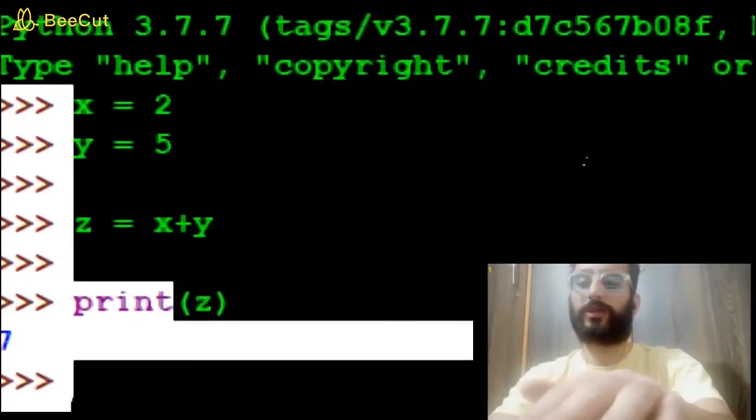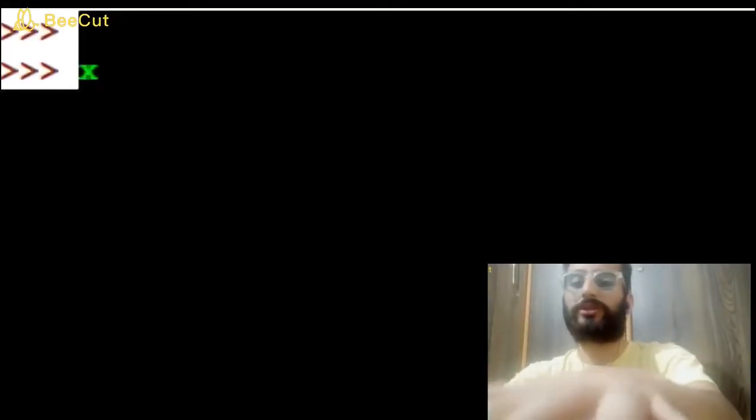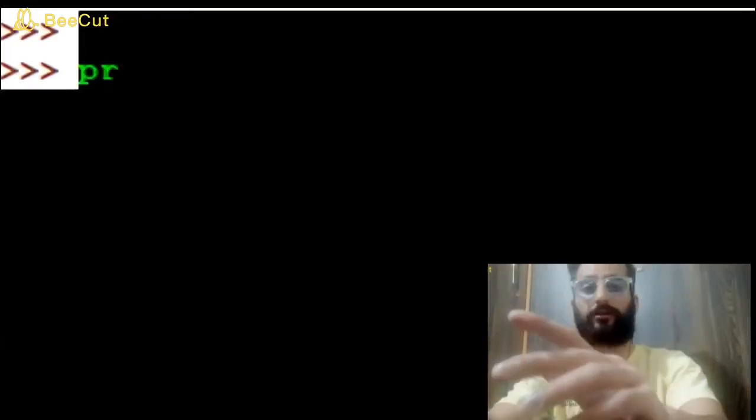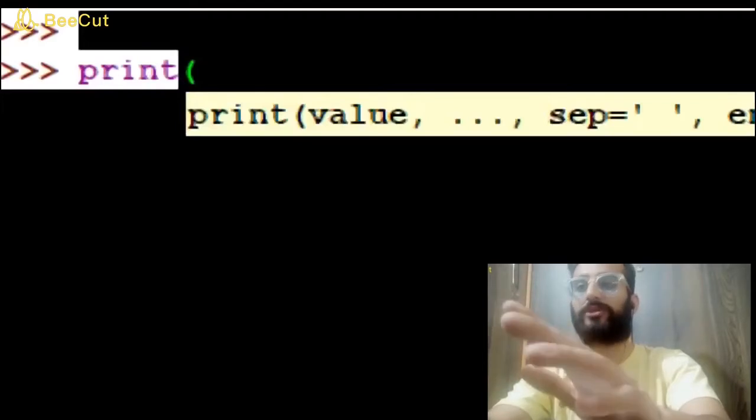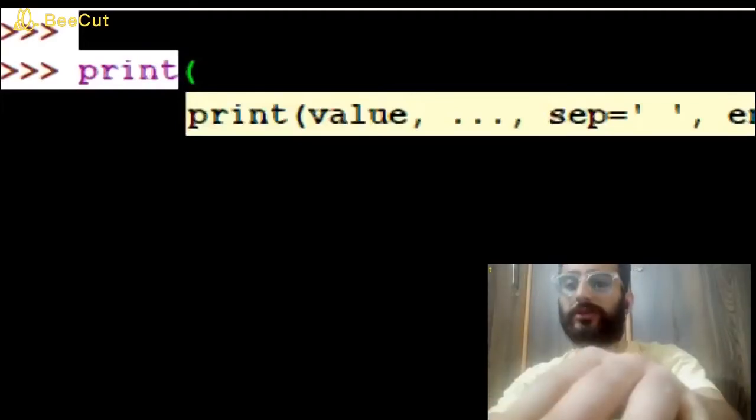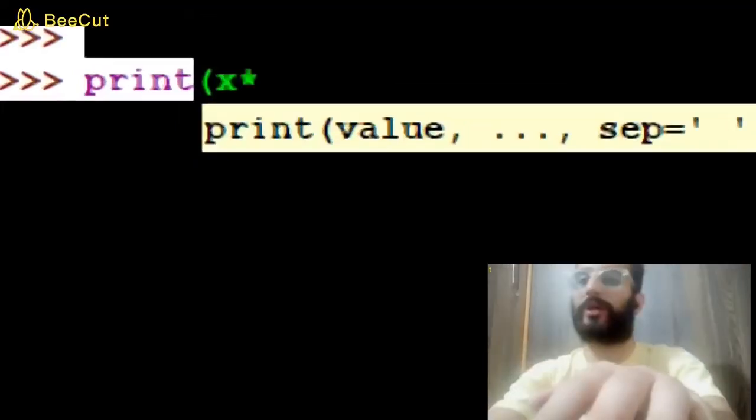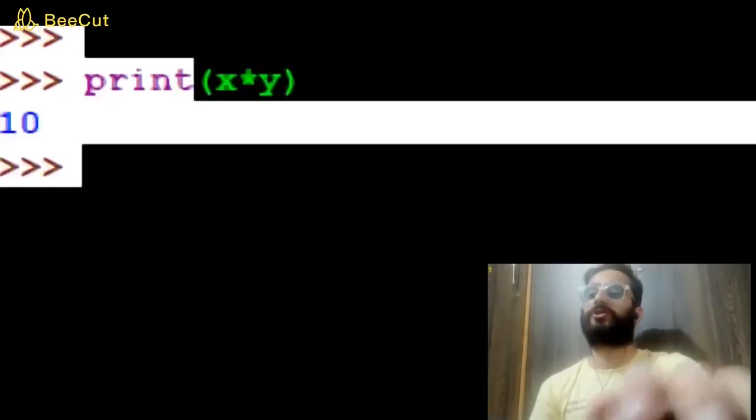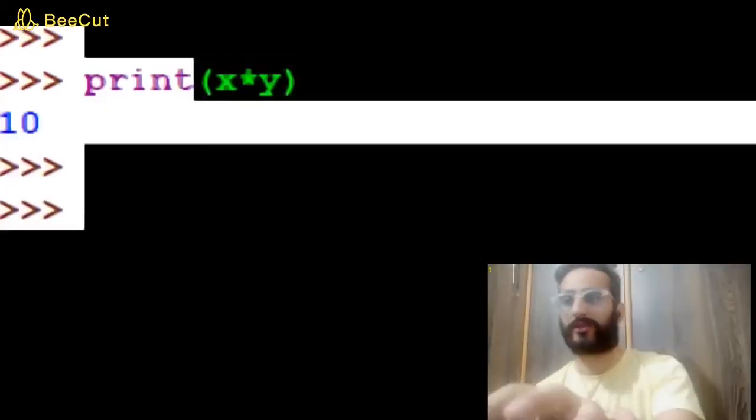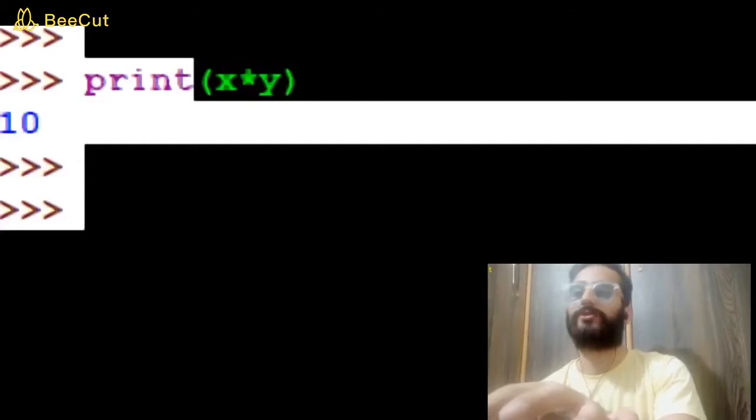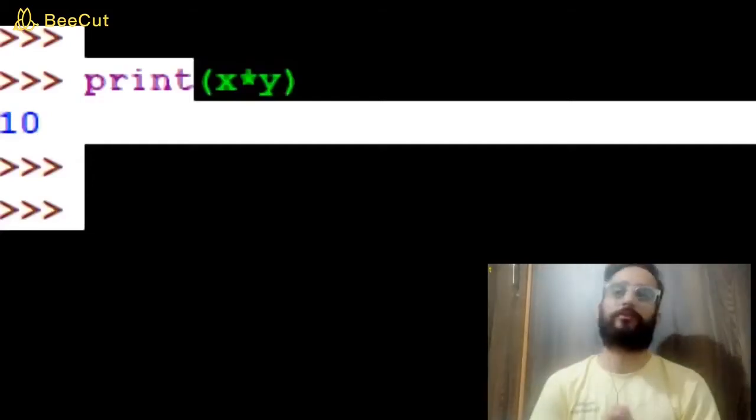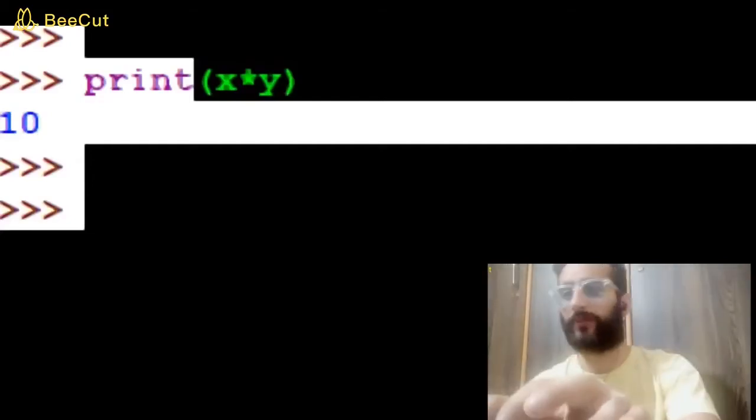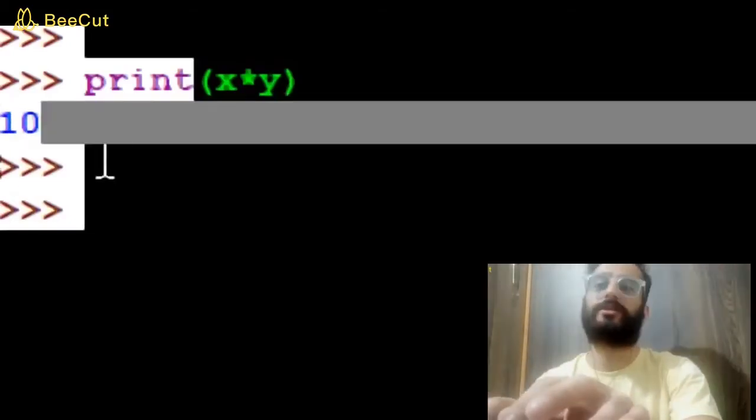Now let's see multiplication. We'll do the same thing with the same variables. Print without storing it to the final variable. We'll just directly print the multiplication result. That is print x multiplied by y. Let's see what the answer is. So we got 10. Since x is 2, y is 5, 2 multiplied with 5 is 10, which we got here. So addition, subtraction, multiplication done.